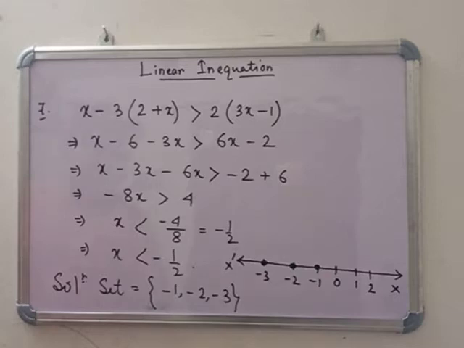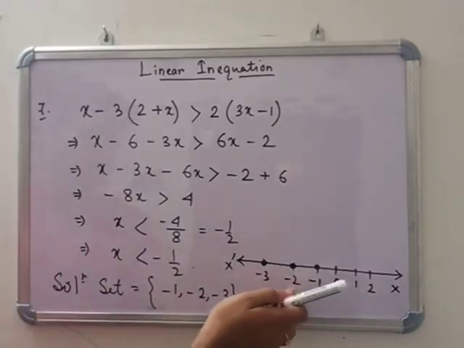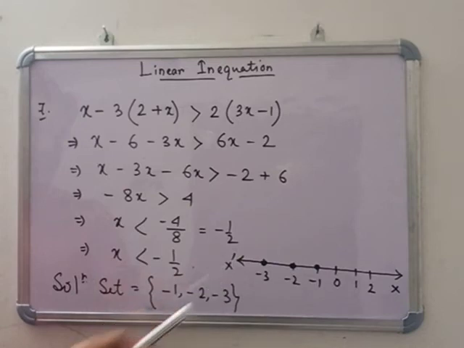So here in the given set, x belongs to minus 3 to 2. Here less than minus half are minus 1, minus 2 and minus 3, which belong to the solution set only. And we are representing it on the number line also. Note down all of it.